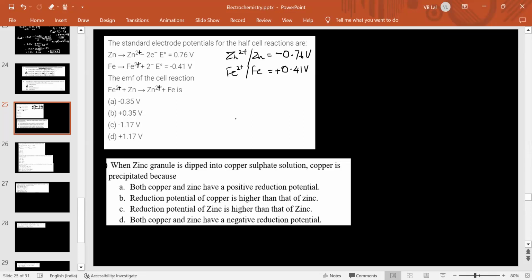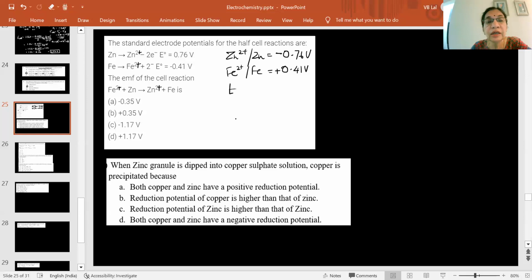Ma'am, option A. What is the answer? Option A, ma'am. So what is the formula? The formula is E0 cell is equal to E0 cathode minus E0 anode.